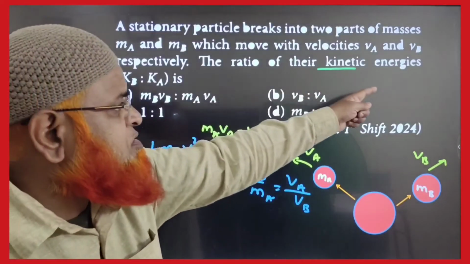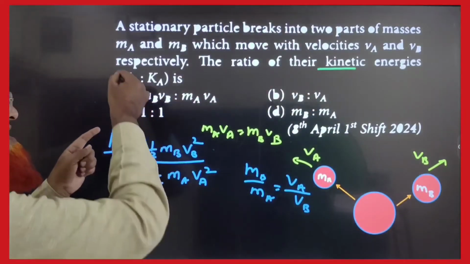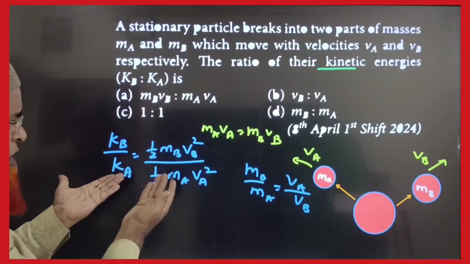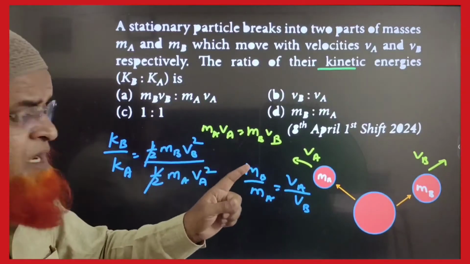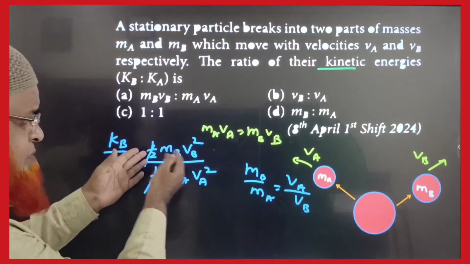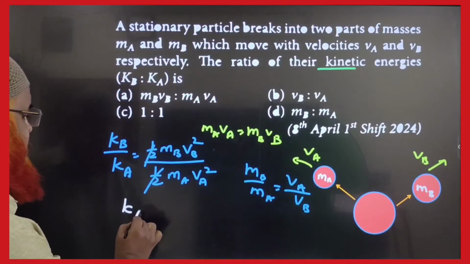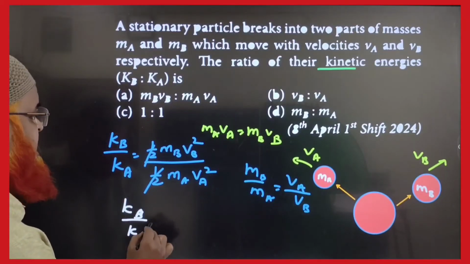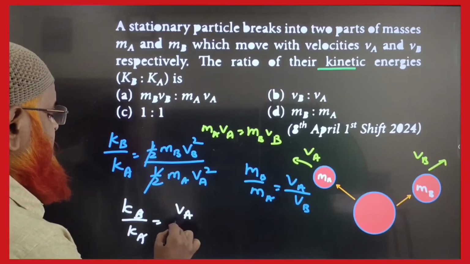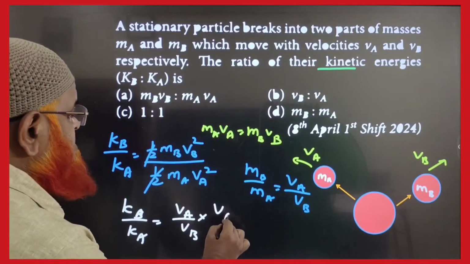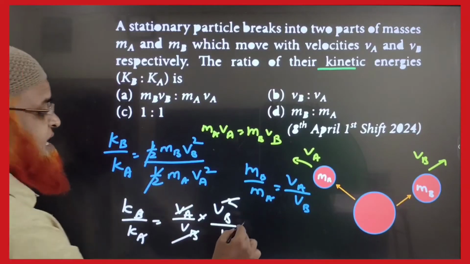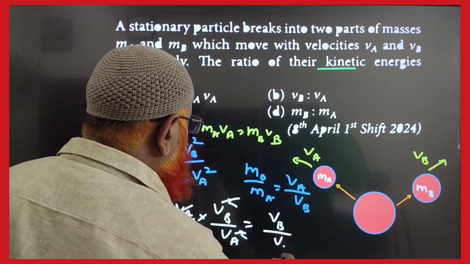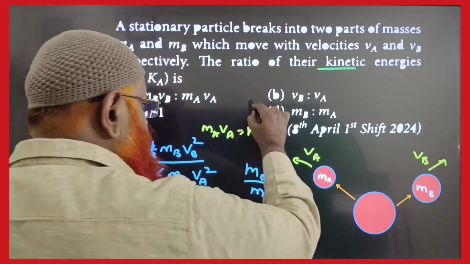But he's asking us to find out the ratio of their kinetic energies Kb by Ka. And kinetic energy formula, you know, it's a general formula. Half gets cancelled. Mb by Ma is Va by Vb. I'll substitute these values here now. Therefore, Kb by Ka is equal to Mb, means I'll take Va by Vb, already here Vb square by Va square is left. So Vb gets cancelled, Va gets cancelled. What is left finally? So Vb by Va is left. So your answer is going to be B option.